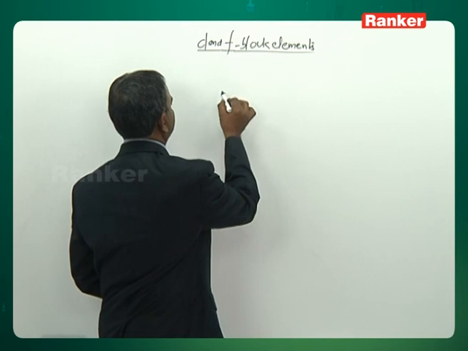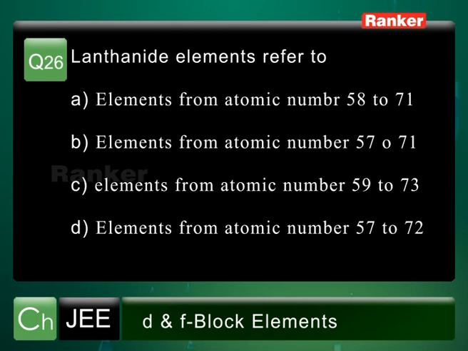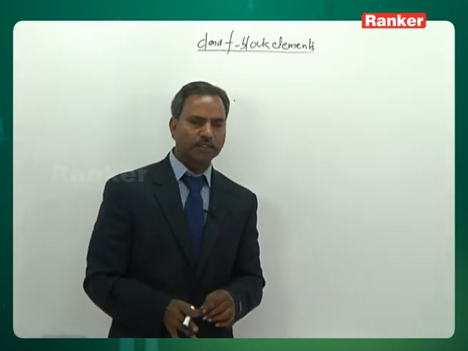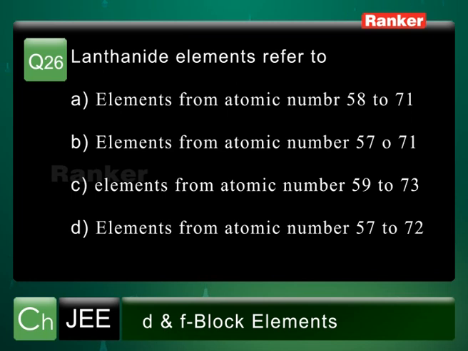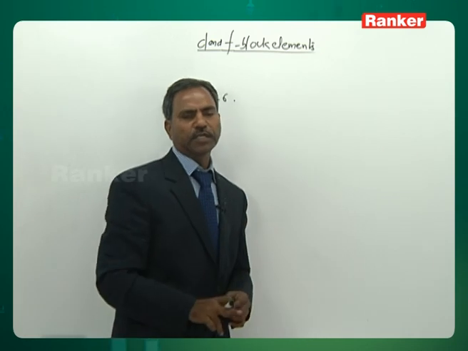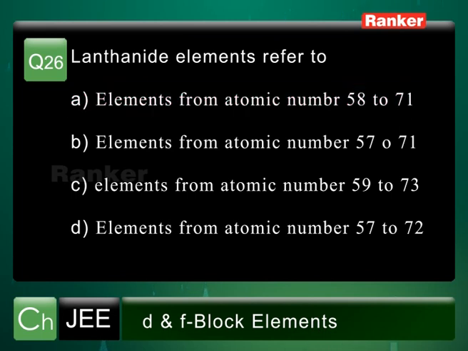Coming to question number 26. Lanthanide elements refers to... Even from 10th class onwards, we go on studying this periodic table. Where do we call lanthanides? Don't see the answers, let us say. Lanthanides start from cerium 58 to lutetium 71. So the answer is the elements from atomic number 58 to lutetium 71. So for question number 26, option A is correct. You need not think much about it.